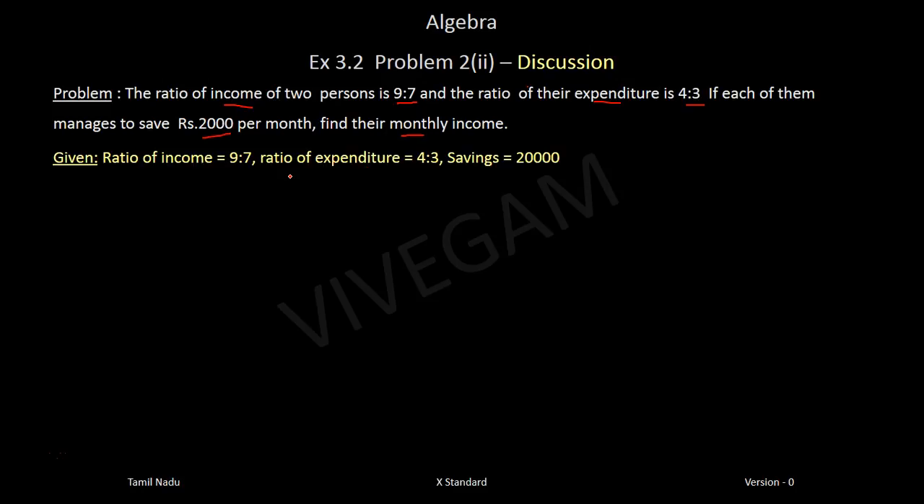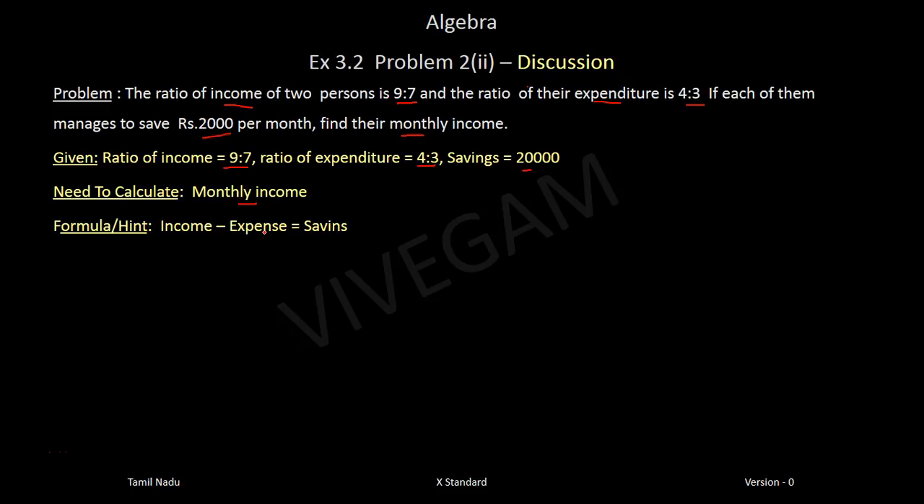Okay, so what is given? The ratio of the income is given, the ratio of the expense is given, and savings is given. What we need to calculate is the monthly income. What is the formula, the hint? Income minus expense is savings.